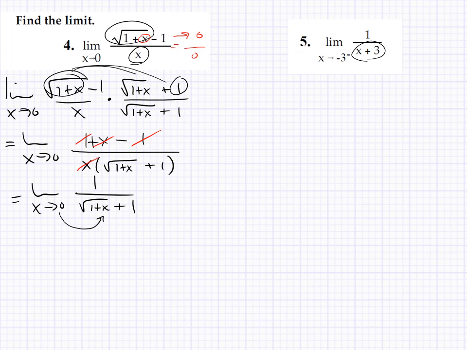Look now, when I go to plug 0 in, what do I end up with? 1 over the square root of 1 plus 1, which gives me 1/2.